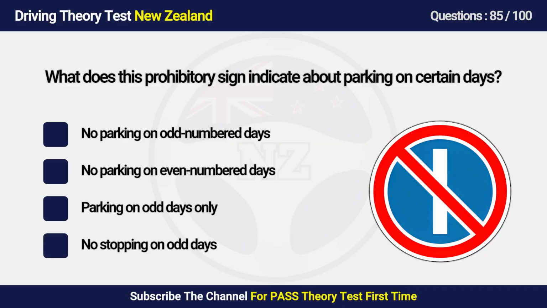What does this prohibitory sign indicate about parking on certain days? A. No parking on odd days. B. No parking on even days. C. Parking on odd days only. D. No stopping on odd days.